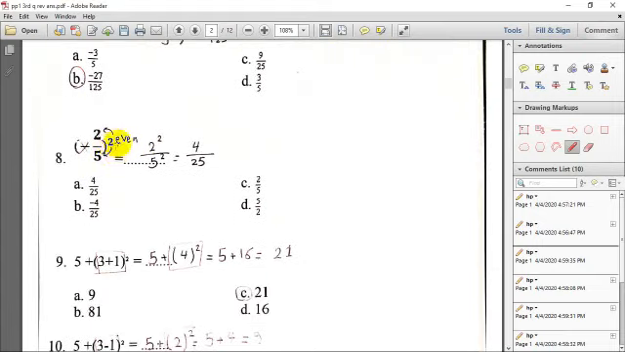Here I have what? My power is even. What's going to do with the negative? It will cancel it. So there is no negative anymore. And the power 2 will go to 2 to the power of 2 and 5 to the power of 2. 2 to the power of 2 is 4. 5 to the power of 2 is 25. So my answer is A.